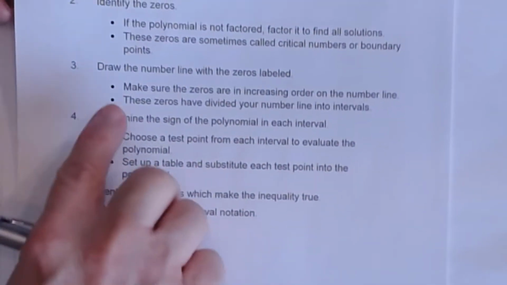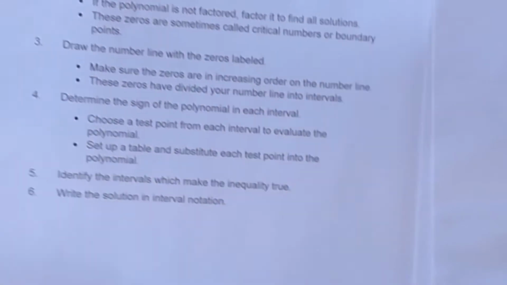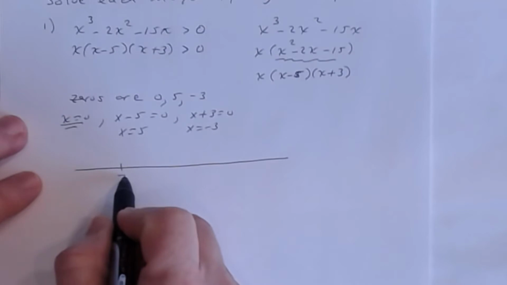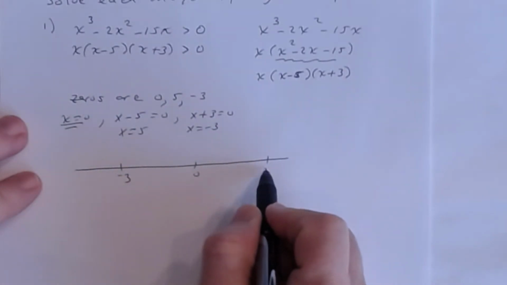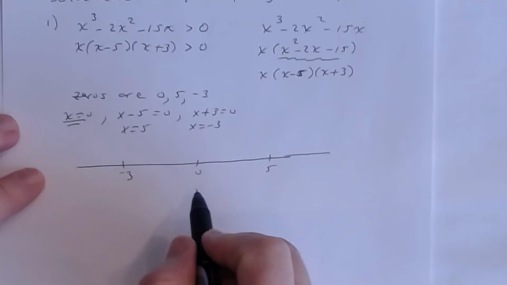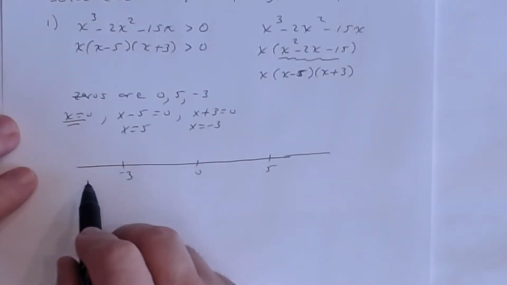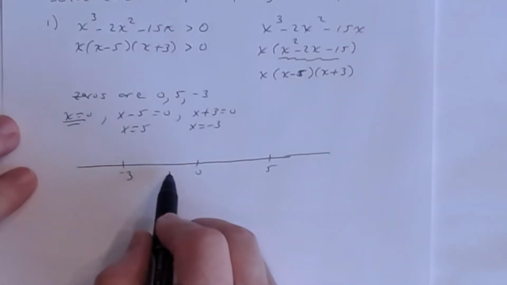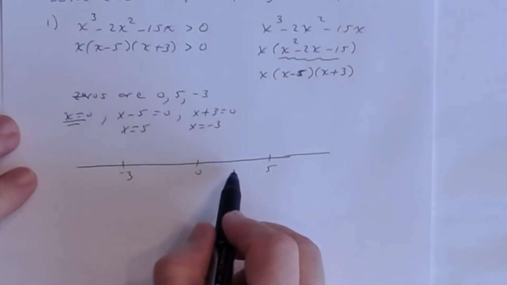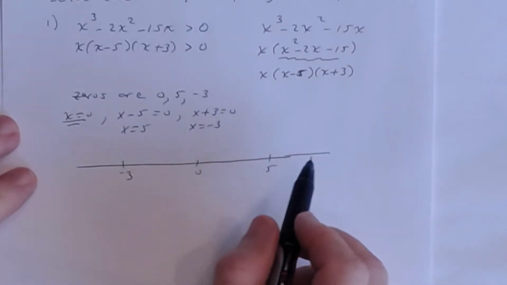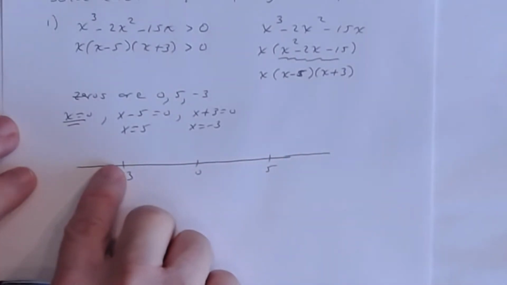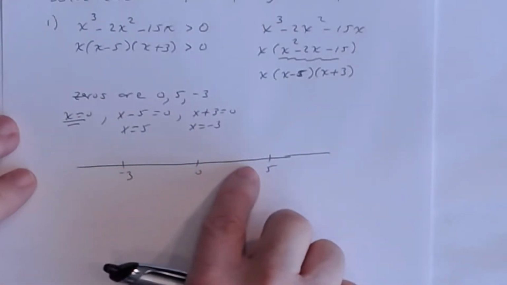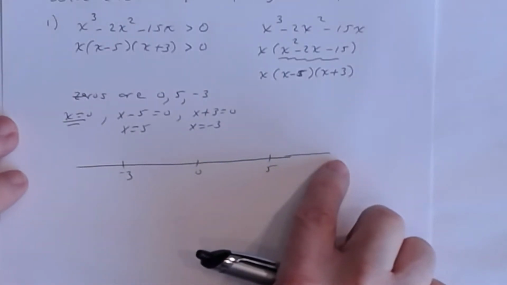The next step, remember, is to draw the number line with the zeros labeled. You put these on the number line, and you have to put them in order. So you have negative 3, 0, and 5. What you've done is separate this number line into intervals. From negative infinity to negative 3, you have your first interval. From negative 3 to 0, your second interval. From 0 to 5, your third interval. And then from 5 to infinity, your fourth interval.